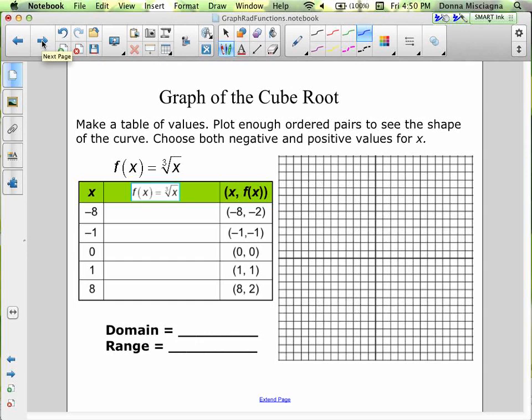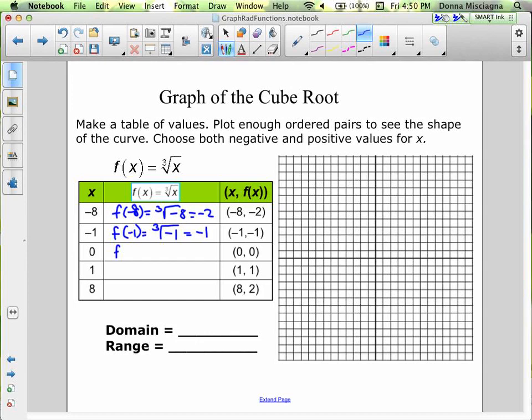So if we plug in, and again, you have this in your notes, if we plug in -8, that would be the cube root of -8, and the cube root of -8 is -2, and that gives us the point (-8, -2). So let's plug all these points in just so you can see how we got our y values. F of -1 would be the cube root of -1. The cube root of -1 is -1.